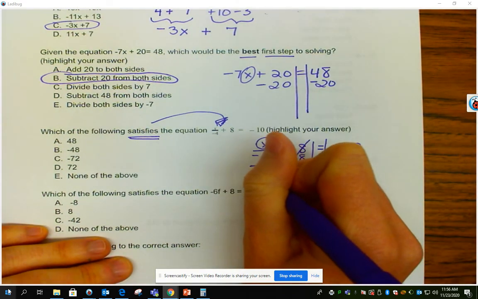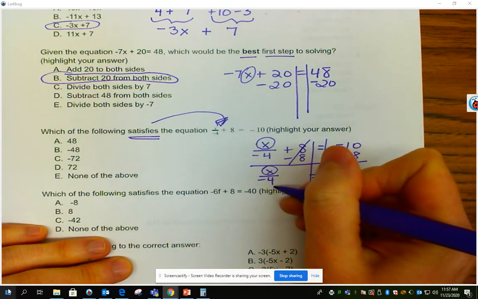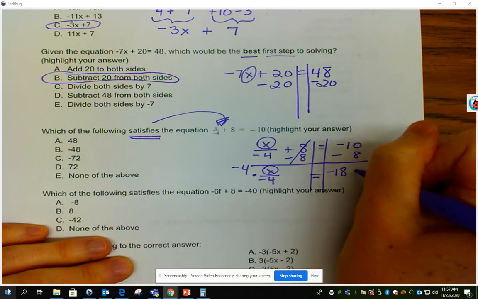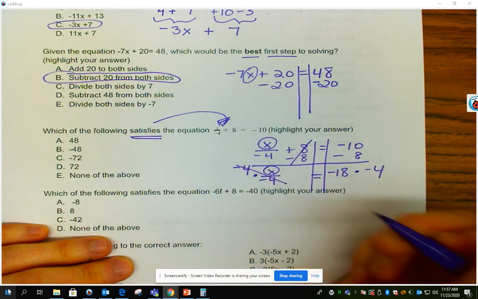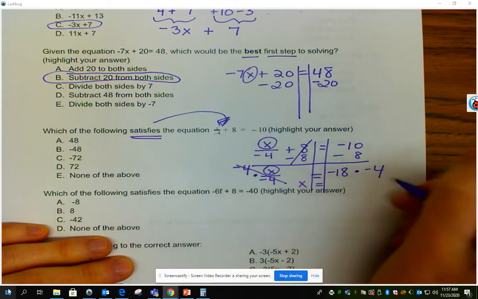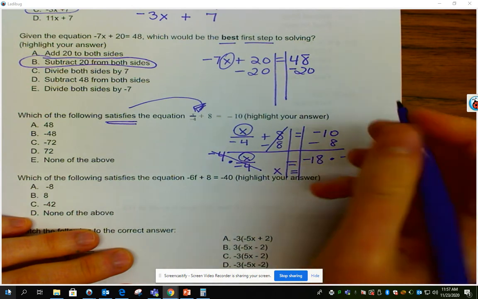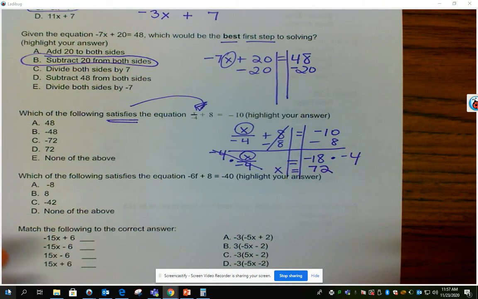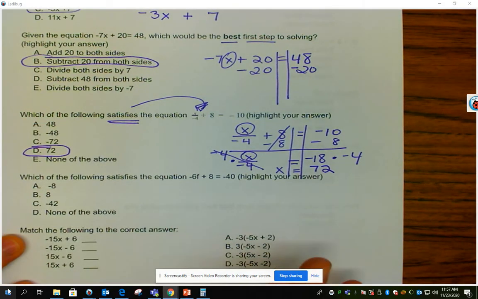Again, I'm looking on the side with the variable, seeing how I can get rid of this. It says divided by negative 4, so I would want to do the opposite and multiply by negative 4, making my 4's cancel. So I would have x equals, and when you multiply here, remember same signs gives me a positive answer, so positive 72. So on your Google Doc, you would highlight D, 72.